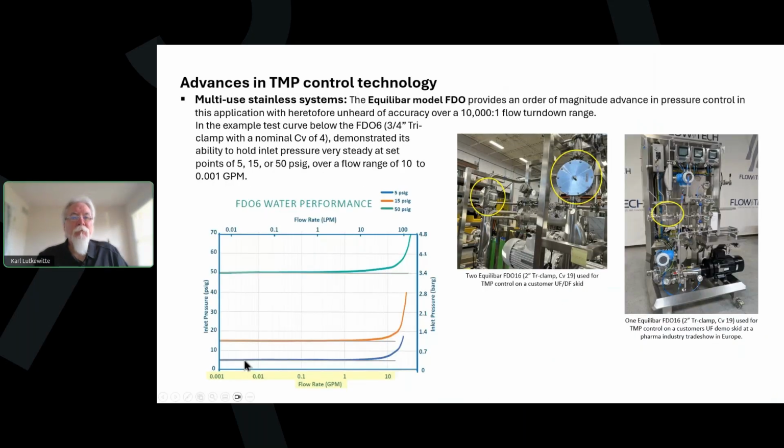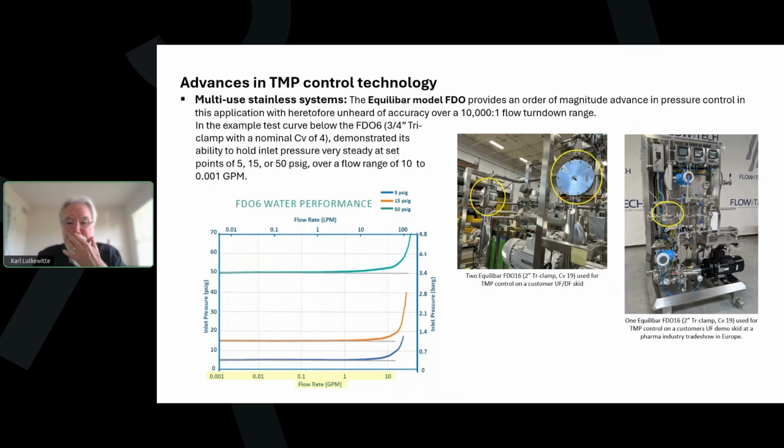So I mentioned earlier, I'd talk about an advance in TMP control technology, and that's what I'm going to do now. In multi-use stainless systems, the Equilibar Model FDO, an air-loaded back pressure regulator, demonstrates a significant advance in pressure control for this application. That's because the FDO has a 10,000-to-1 flow turndown range and exceptional stability.